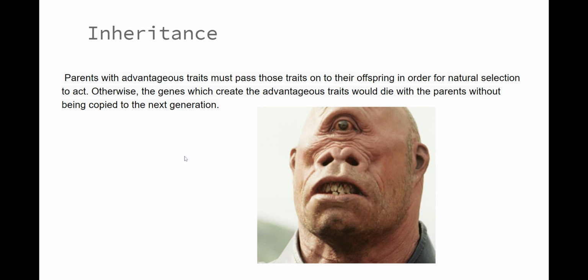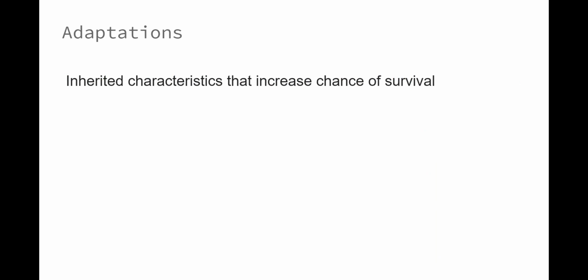So that's a kind of a stupid story, but it just goes to show that traits have to be passed on, even if it's an amazing trait. If the parents can't have offspring or healthy offspring, it goes absolutely nowhere. Our fourth one is adaptations. These are just characteristics that are going to increase the chance of survival.